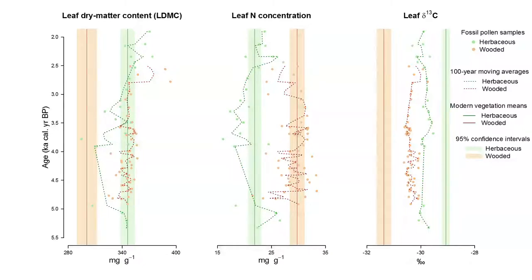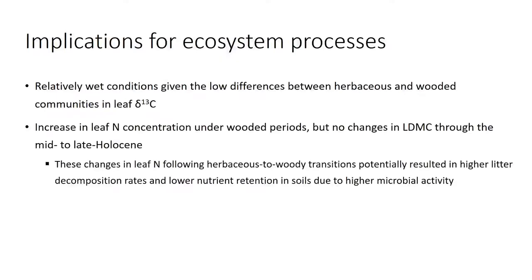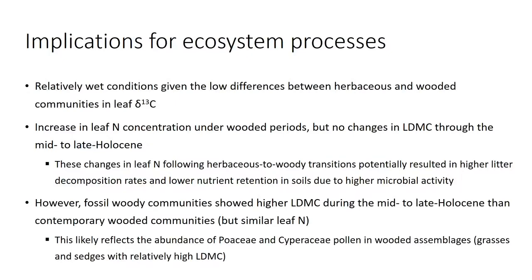And the fossil communities in the leaf delta C13 showed a lower separation between wooded and herbaceous communities than we see at present. That lower separation in the fossil sample might perhaps indicate relatively wetter conditions back then in the mid to late Holocene period than at present, given the lower differences between those two types of communities. Okay, so the increase in leaf nitrogen in the transition from herbaceous to wooded communities potentially resulted in more easily decomposable leaf litter that promoted higher microbial activity and therefore lower nutrient retention in soils in the mid-Holocene period than under herbaceous conditions.